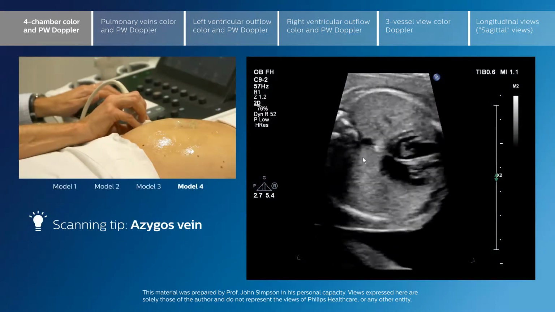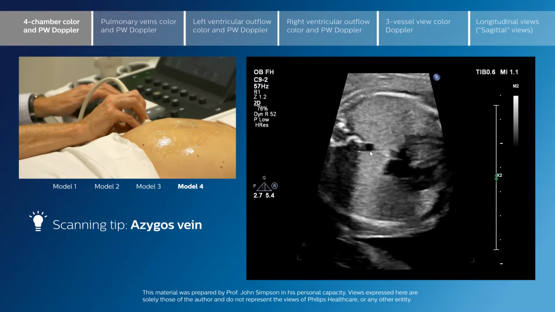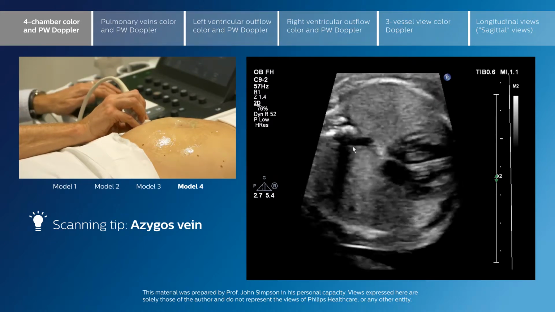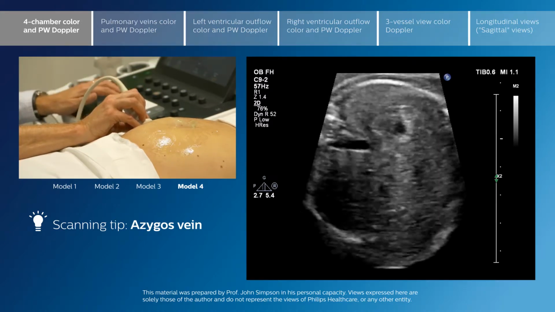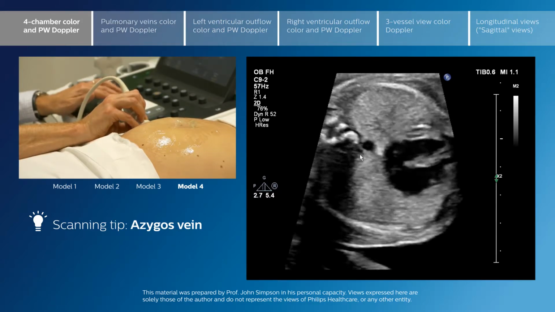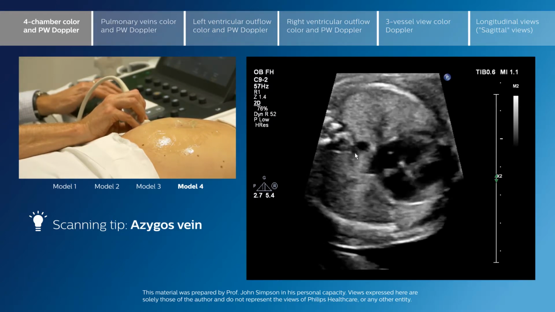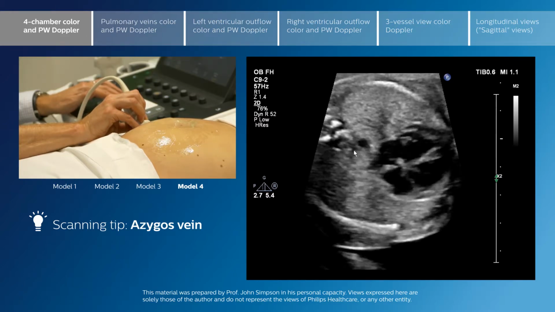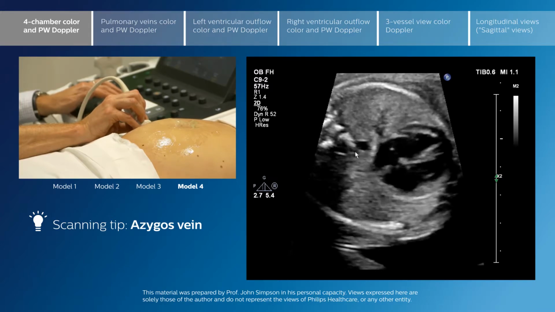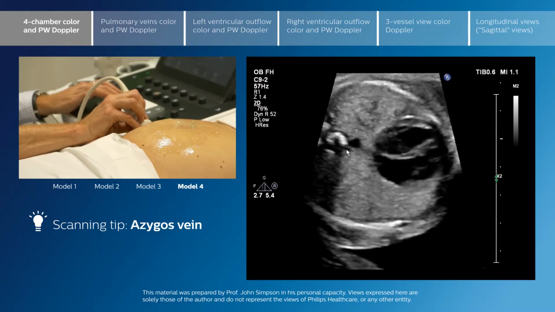Also, we see here, which has caused some diagnostic confusion with the more high resolution equipment, that you can see beside the descending aorta a very small vessel sitting alongside, just there beside the descending aorta. This is in fact the normal azygous vein, and this should not give concern.